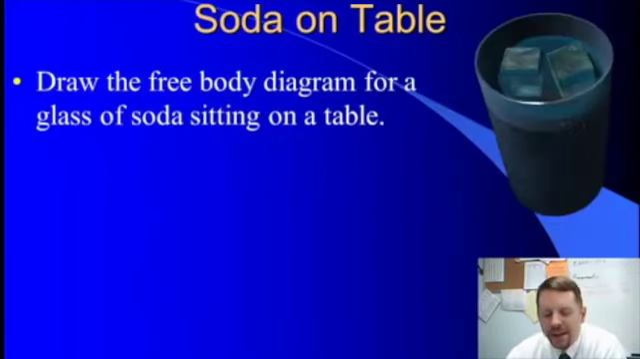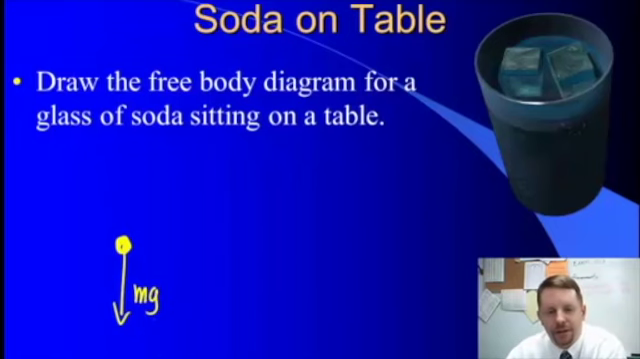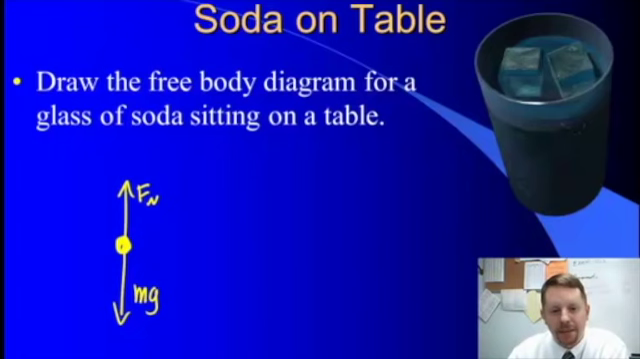Here's another one. We've got a glass of soda sitting on the table. What forces act on the glass of soda? Well, we'll start off by drawing our glass of soda. There's our dot. We have the force of gravity, mg, acting down on our glass of soda. But why doesn't it just go through the table? Well, there must be some other force acting upward that is balancing that force of gravity. We call this the normal force, or capital F sub n. And in some books, you'll see it written as just capital N. Doesn't really make a difference.